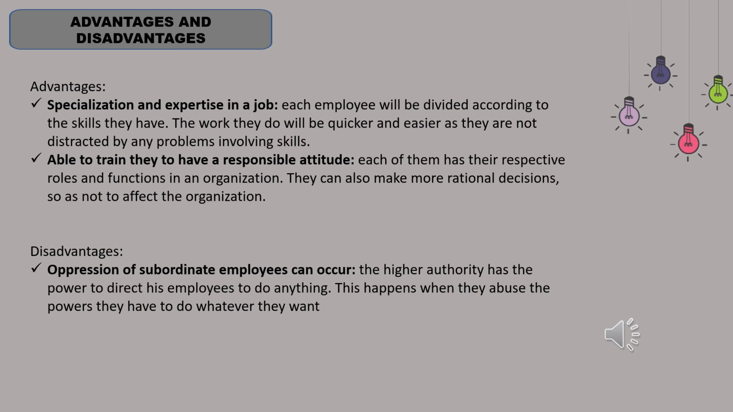Despite that, there are also disadvantages of the bureaucratic system, where oppression of subordinate employees can occur. This is because the higher authority has the power to direct his employees to do anything. This happens when they abuse the powers they have to do whatever they want. Other than that, employees will not be able to communicate with higher authority because they are in different positions. So they only have the opportunity to report any problems to the leader of their departments only.